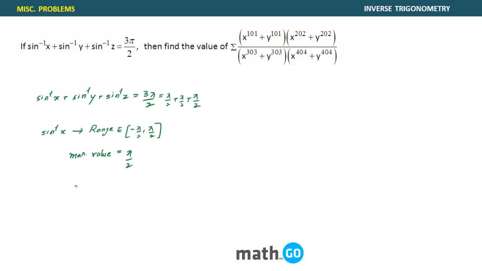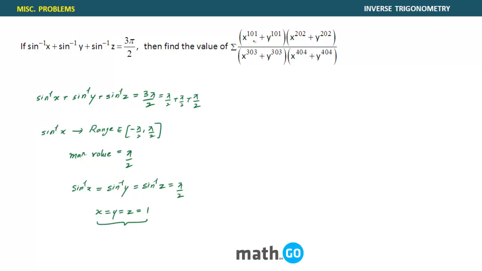That means sine inverse x is also pi by 2, sine inverse y is also pi by 2, and sine inverse z is also pi by 2. Then only you can get the value 3 pi by 2. This means x is equal to y is equal to z, and this is 1. So all the three values are 1. This is what is interpreted by this particular statement.